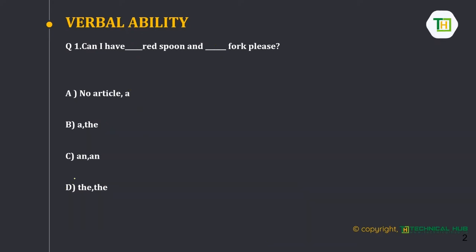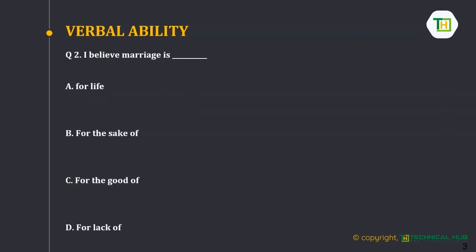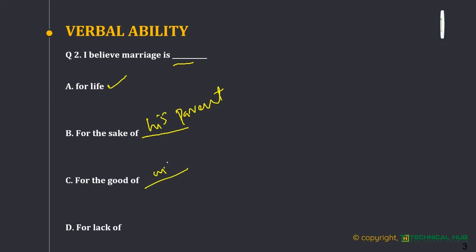So moving to the next question. I believe marriage is dash. I believe marriage is nothing but bringing up the troubles. That is what I believe. Let us see. Marriage is for life. This might be an answer, but let me check the remaining answers also. Marriage for the sake of. For the sake of, something else should be there, like for the sake of his parents. At the end, something is there. We can use for the sake of. Then again, you can say for the good of his wife.